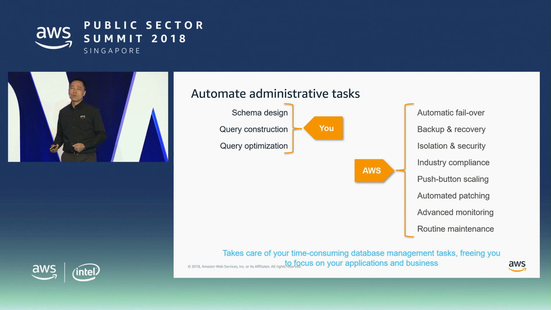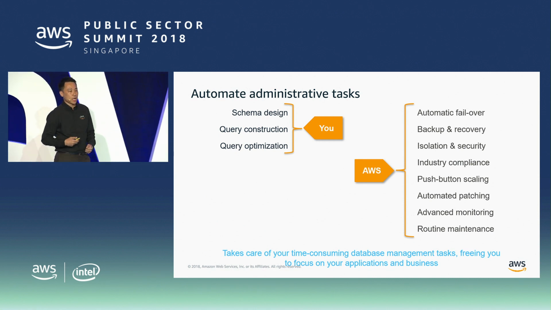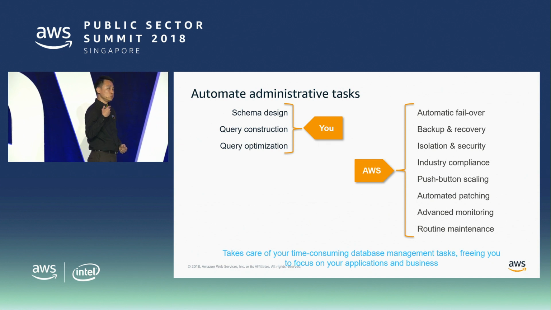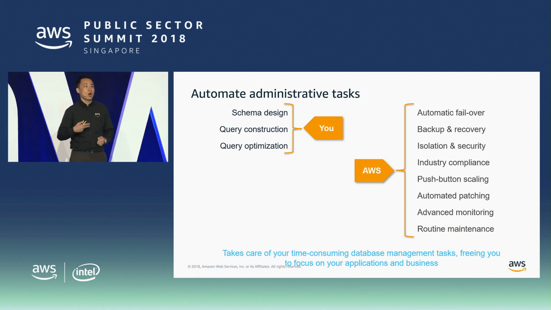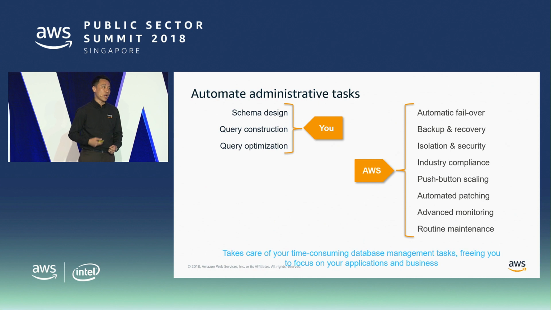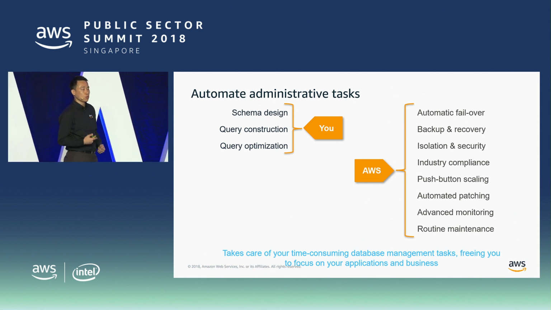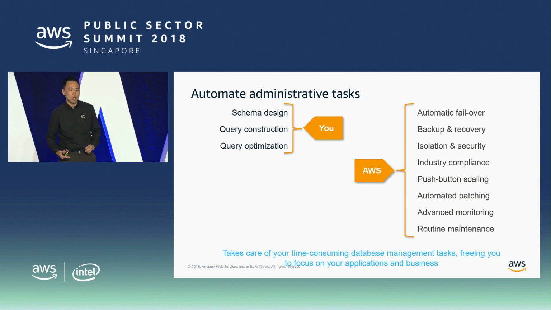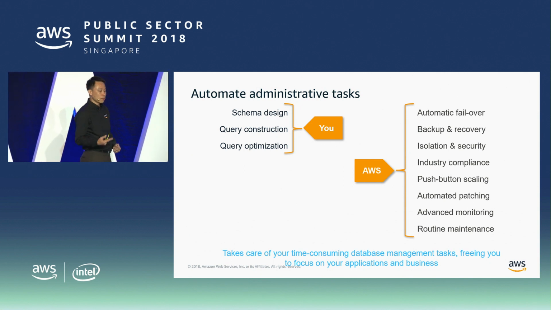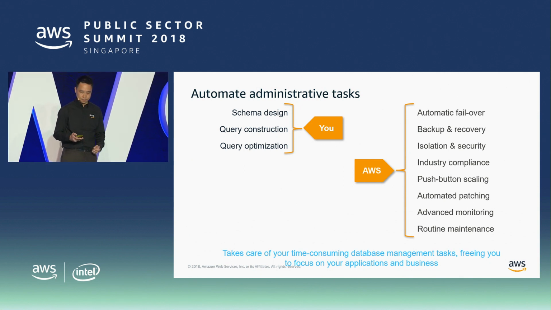So, again, what is the benefit of running the Aurora database? It actually automates a lot of administrative tasks. For example, you only need to focus on your role as a DBA. You focus on schema design, query construction, query optimization. But you just offload all the tedious jobs to Amazon Web Services, and we are here to help you automate the whole thing, including automated failover, backup recovery, setup, push button scaling, automated patching, etc., etc.